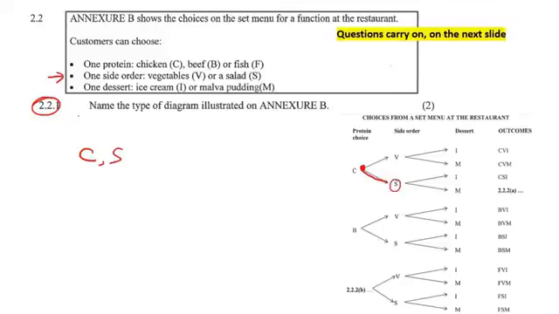Then when you get to salad, after you've had that and your chicken, you can decide if you would like to have ice cream or malva pudding. So let's say you go, I love malva pudding. So let's say malva pudding. So then your pathway would go like that. So you would go there, there, there.